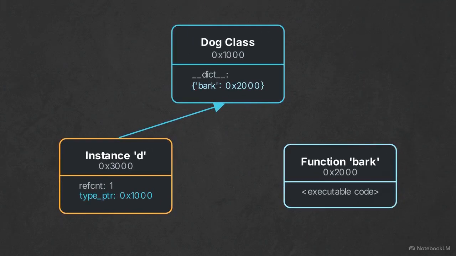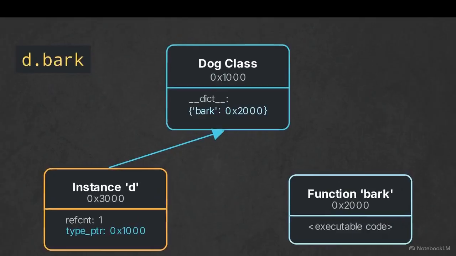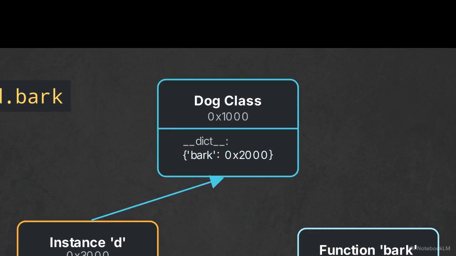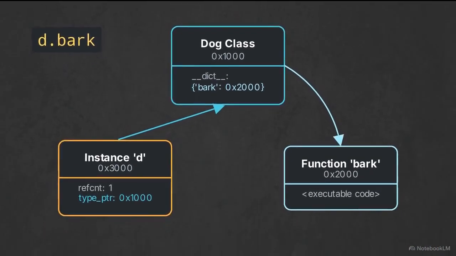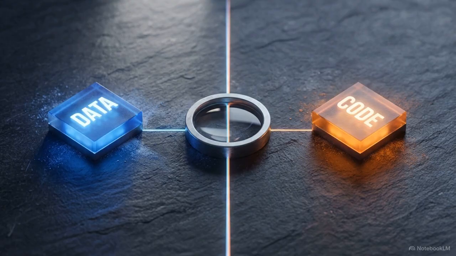Processing .bark triggers a search for executable code. The interpreter follows the type pointer from the instance directly to the dog class. This descriptor protocol forces a lookup of bark inside the class dictionary, revealing a function pointer targeting the code at 0x2000. Attribute access is a navigational procedure to locate static code. The function exists as a separate entity from the instance's memory.